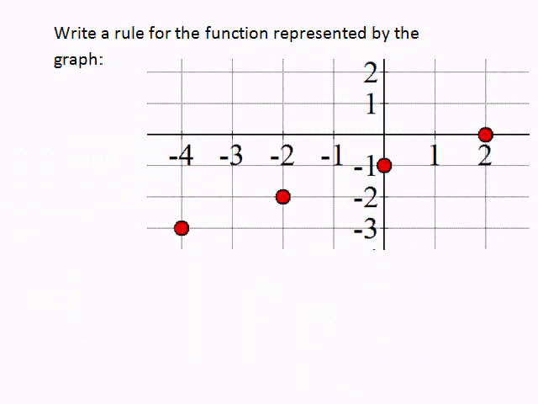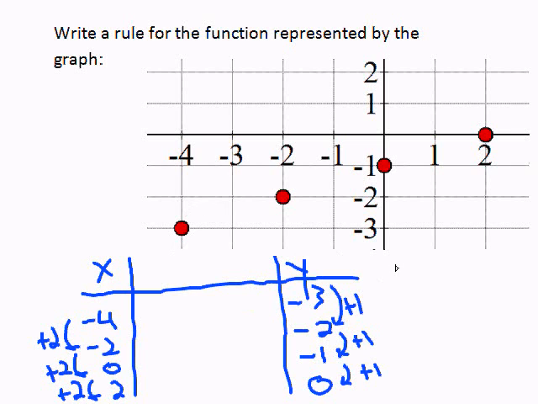If you'd like to try one more, here it is. Go ahead and try to find the function rule for this graph. I am trying to trick you a little bit on this one. Please note that the x values are going up by 2, but the y values are only going up by 1. So the y values are increasing only half as fast as the x values. So that means y would be equal to 1/2 as much as x, minus 1.